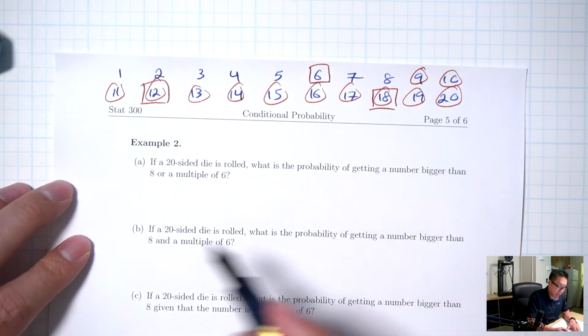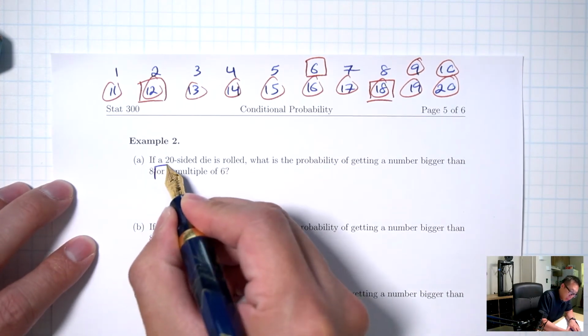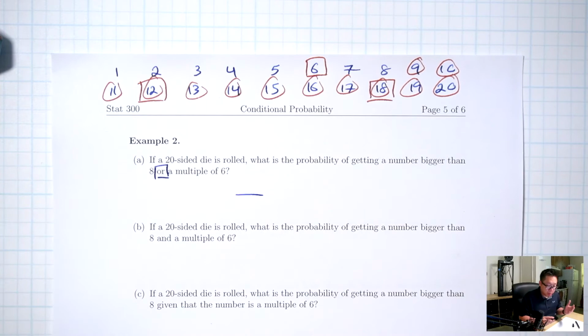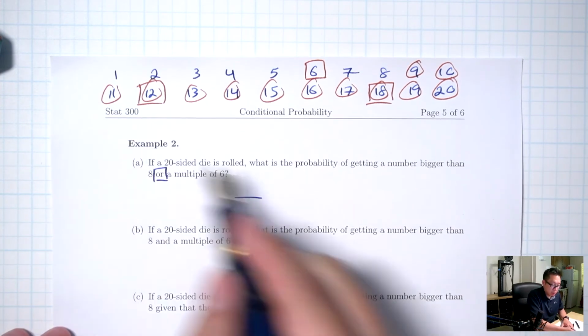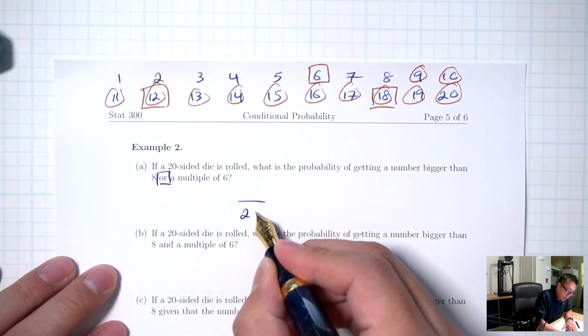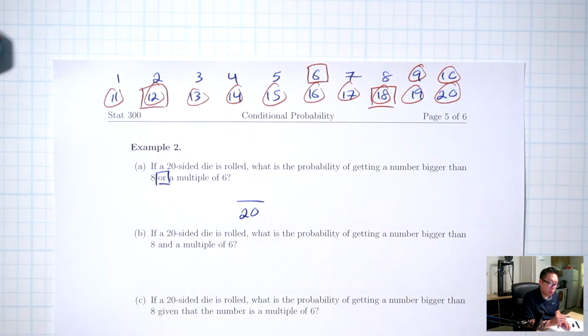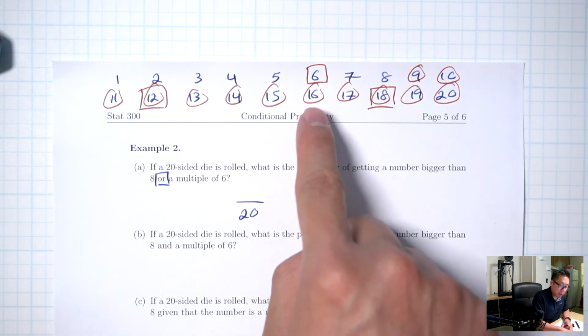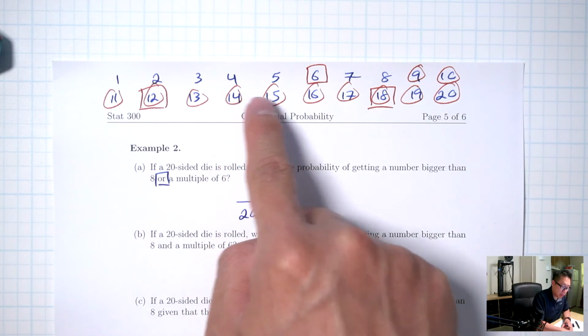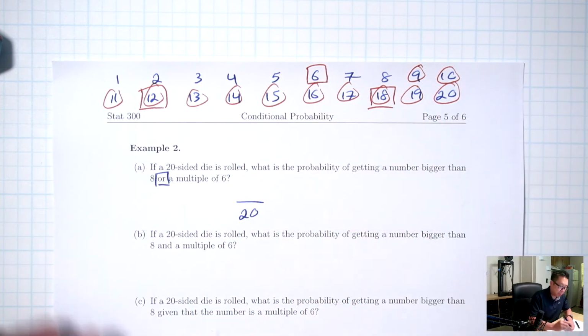Probability of getting a number bigger than 8, or, keyword here is or. Bottom is going to be all different numbers I can get. So how many different numbers can I get? 20. For the top, I want bigger than 8 or multiple of 6. So or means, remember, you're going to take the two sets, combine them, and get a bigger set. In other words, I want all of the boxes together with all of the circles. In other words, I want any number that's in red. How many are there? 1, 2, 3, 4, 5, 6, 7, 8, 9, 10, 11, 12, 13.